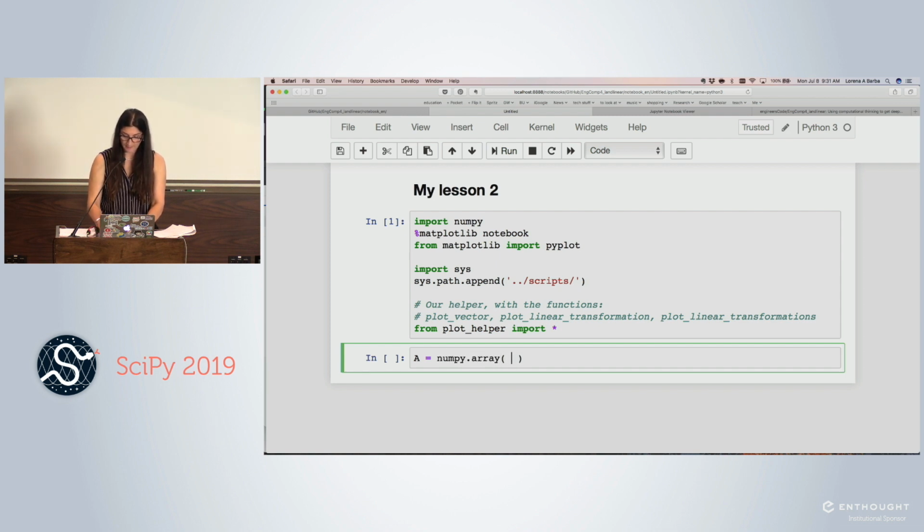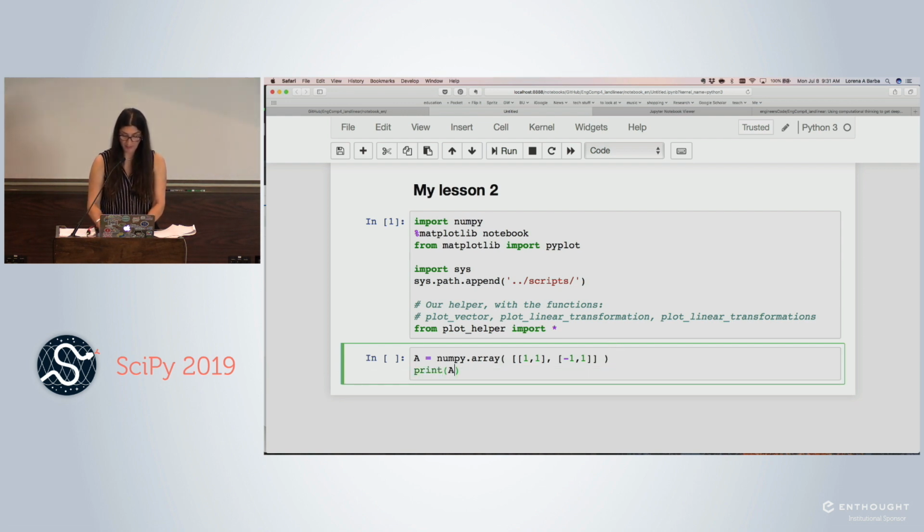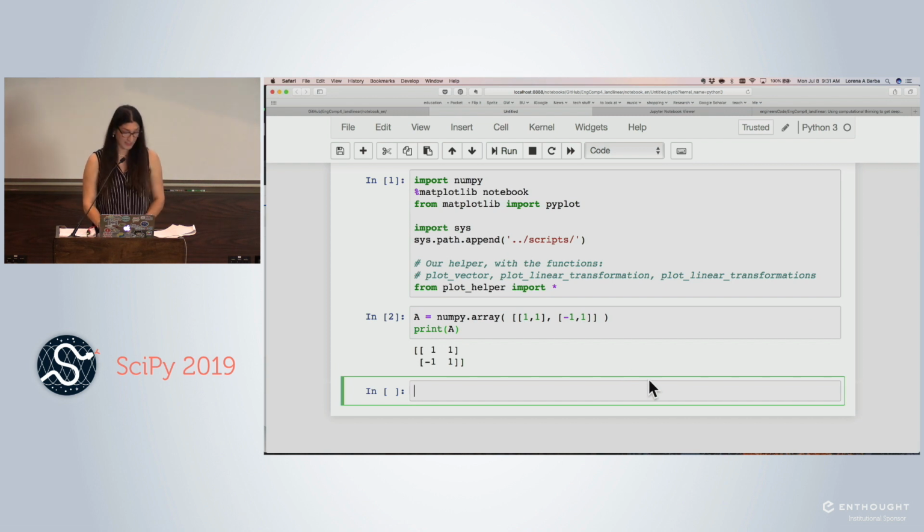A is a NumPy array. And remember, we have to enter the rows for Python. That's the first dimension in Python: 1, 1. I think I need an extra square bracket here, comma, -1, 1. All right, so those are our two rows. Let me just print it out to make sure that we have what we expect. And here it is. That's our matrix.